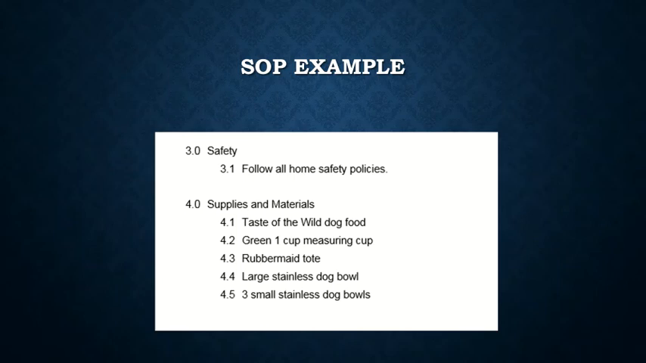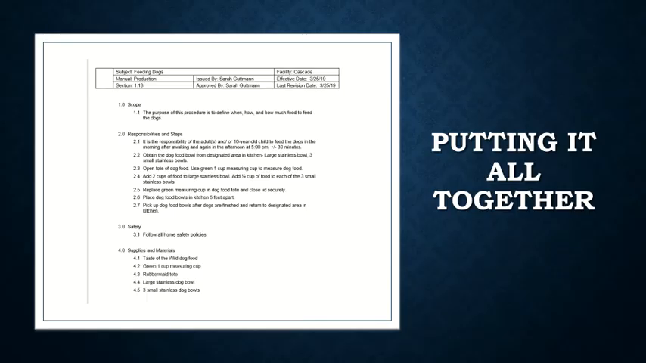Sections 3 and 4 are safety and supplies and materials. So if you were writing this for a production facility, the 3.1 step would be follow all your company safety procedures. At home, the most important thing is not to run with scissors. And then here we are putting it all together.